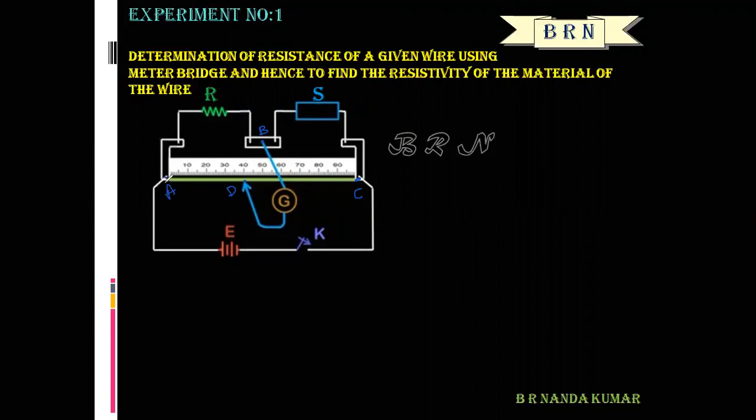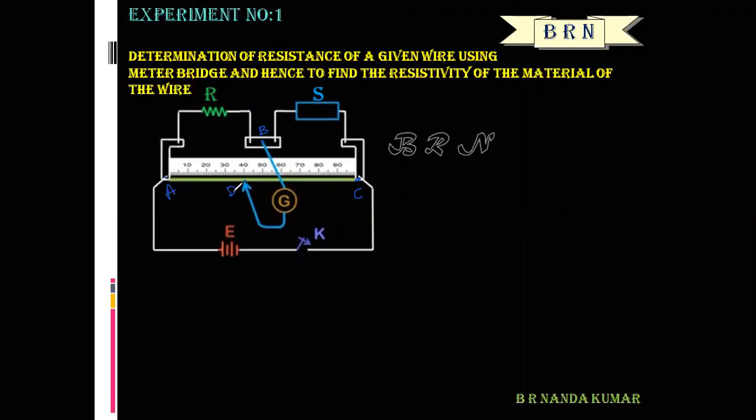A uniform wire AC of 1 meter length is stretched. A meter scale is fixed below the wire. A standard resistance box is connected across the right gap. A wire of unknown resistance is connected across the left gap. This is the construction of this experiment.